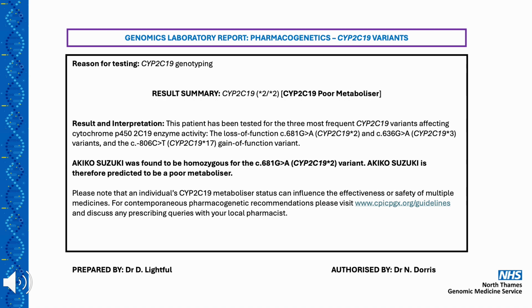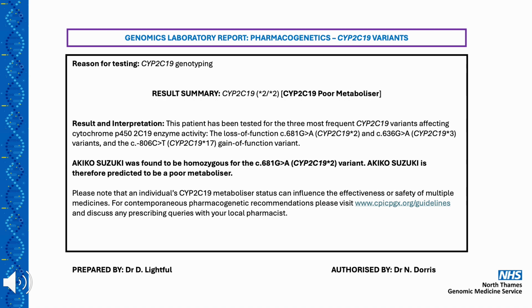The results summary shows that the individual has a pair of *2 alleles and is designated as a CYP2C19 poor metabolizer. The result and interpretation states that 3 variants are tested for. *2 and *3 are both loss-of-function variants. *17 is a gain-of-function variant, or in the context of pharmacogenetics, is an increased function variant, as gain-of-function can sometimes indicate a variant with a completely new biological function.